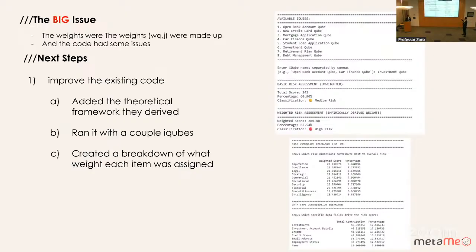So that's why when we do a weighted system, you can see it turns out to be a high risk iCube instead of a medium risk. It also gives you scores of what risk categories affect your iCube the most. So in an investment cube, it's reputation and compliance, because there are a lot of things you need to deal with when you're investing.